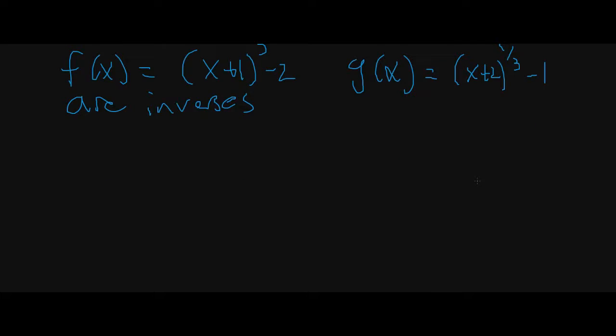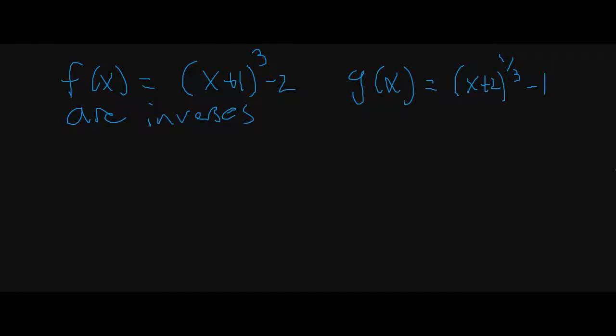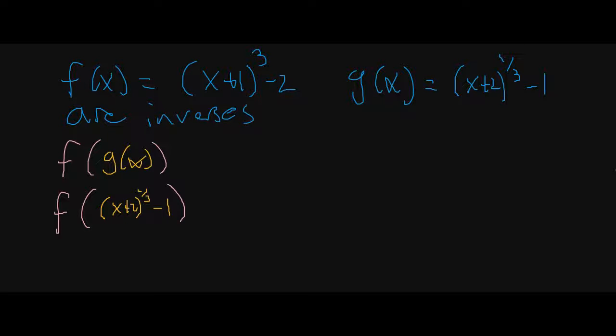Alright, let's try solving maybe a more complicated problem here. So here we go. Let's get started. We have f of g of x, plugging g of x into our function. This is the same thing as f of our entire function we have here, which is (x plus 2) raised to the 1/3 minus 1. Now we're taking this entire thing and putting it in for x, as crazy as that may sound. So we're going to get parentheses here.